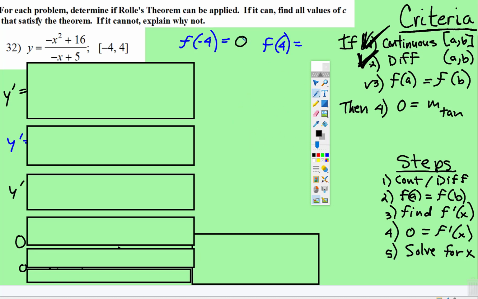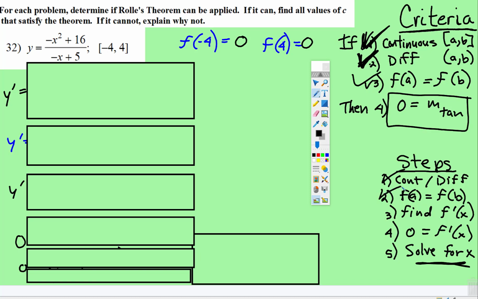So this will equal 0, and when you put positive 4 in there, one of them's 9 and one of them's 1, but that doesn't even matter, because 0 divided by any number other than 0 is going to be 0. So we know that that applies. Since those three things apply, we can find the derivative and set the derivative equal to 0 and solve for the x. So we checked for continuity and differentiability.